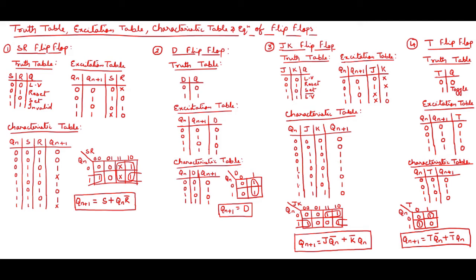Now 1 is there, I am giving 0 0, 1 will come. 1 is there, 0 1, 0 will come. 1 is there, I am giving 1 0, 1 will come. Why does 1 come? Because of set condition. And here, 1 1, 0 will come because of toggle condition.